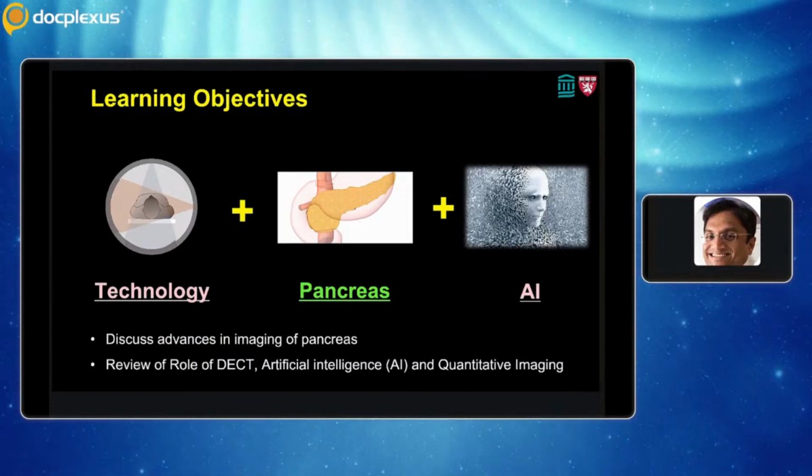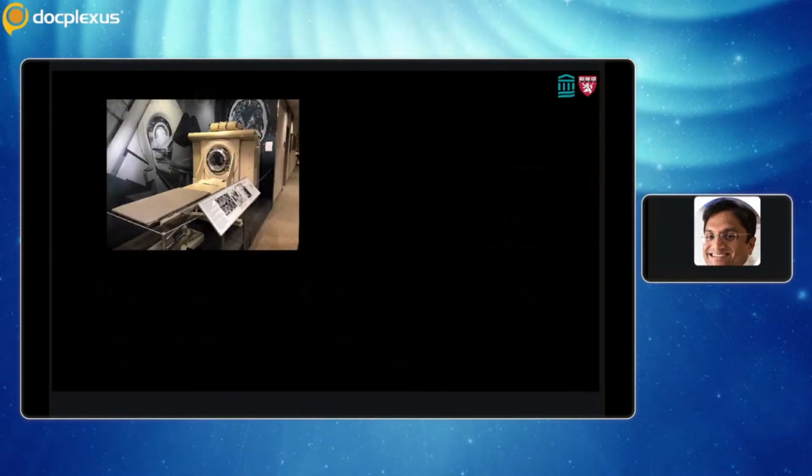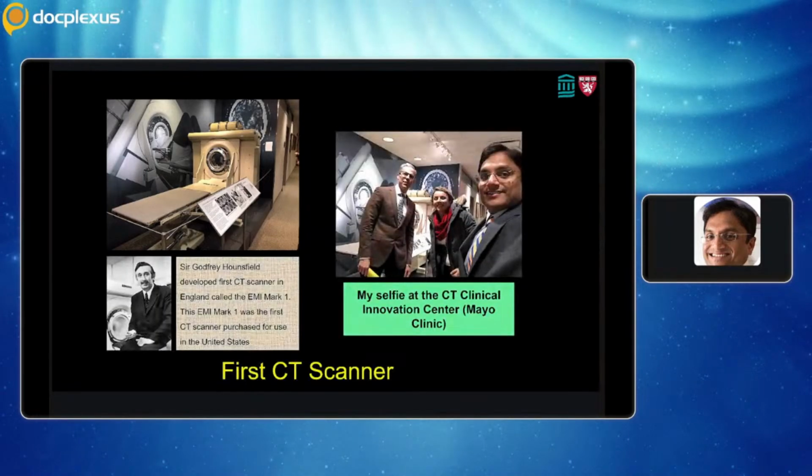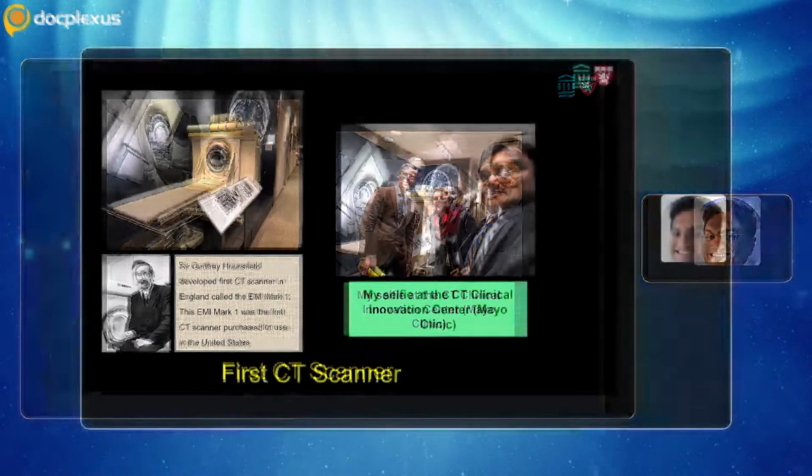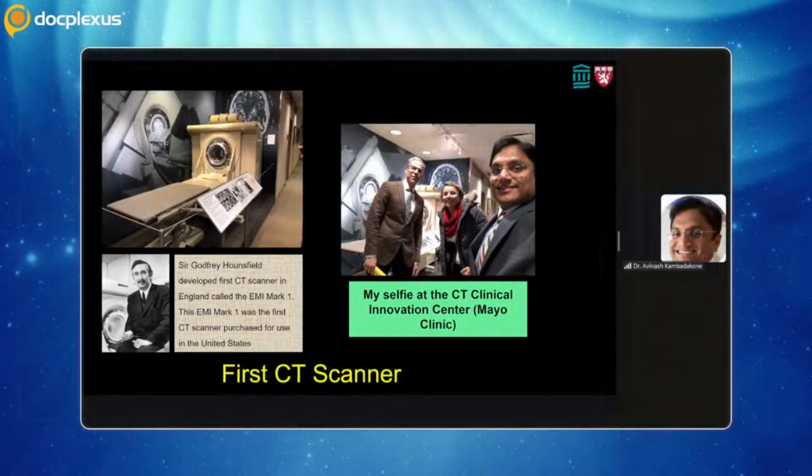So I want to start by showing this image. This is the picture of the first CT scanner, which was developed by Sir Godfrey Hounsfield, which was purchased for use in the United States. Now, an interesting fact here is that we at MGH, Mass General Hospital, were supposed to get this scanner, but the Mayo Clinic beat us to it. So now this scanner is in their museum in the CT Clinical Innovation Center, and this is my proud selfie moment way back in 2019 when I visited their CT Innovation Center.